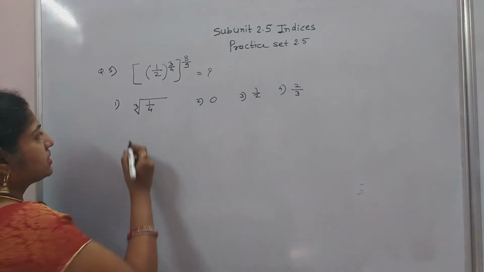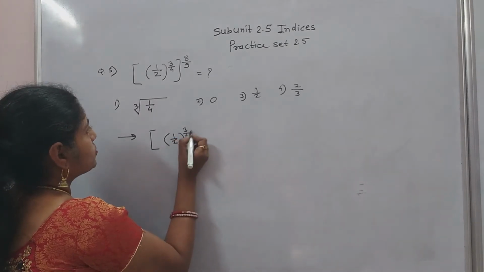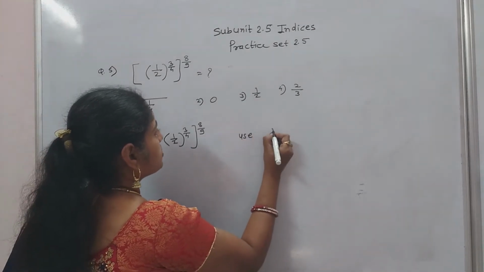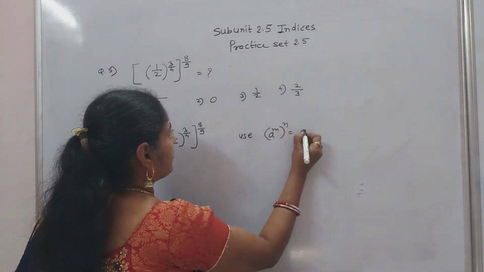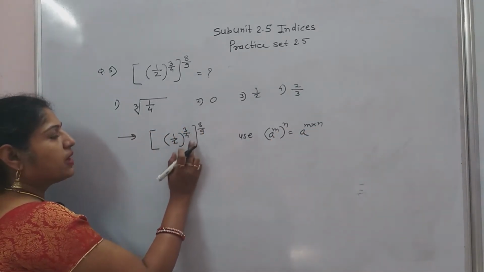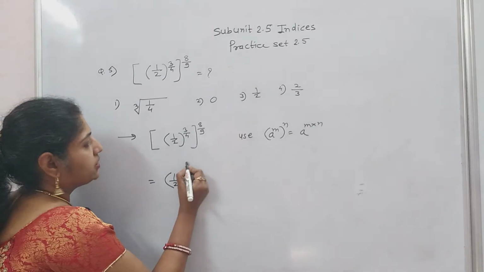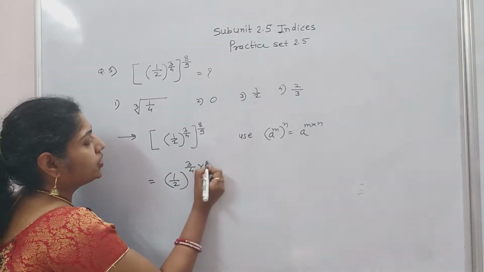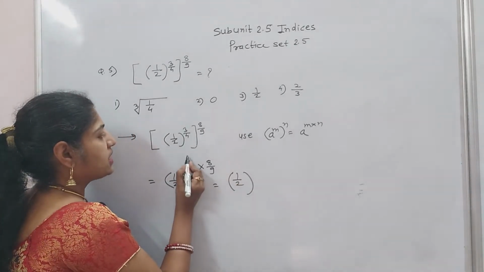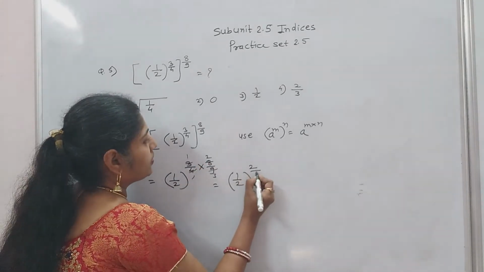Now next question is (1/2 raised to 3 upon 4) raised to 8 upon 9. Use the rule (a raised to m) raised to n, that is the power of the power, m into n. Similarly here is the power of the power, the index of the index: 1/2 raised to 3 upon 4 into 8 upon 9. 1 upon 2 raised to 3 ones are 3, 3 threes are 9, 4 ones are 4, 4 twos are 8, that is 2 upon 3.